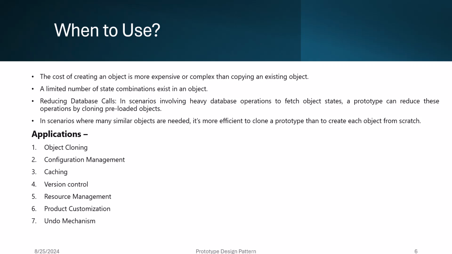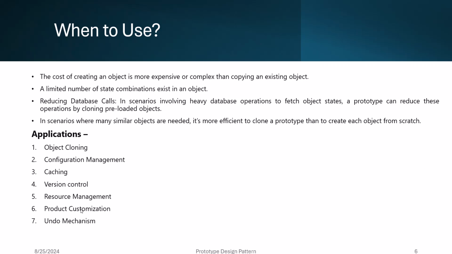For example, for this undo mechanism, applications like text editors or drawing applications are examples. You could use prototype to store the state of the document or canvas so that changes can be undone by reverting to the previous prototype. Let's go to the next slide.